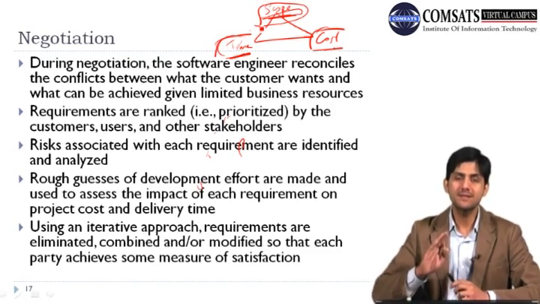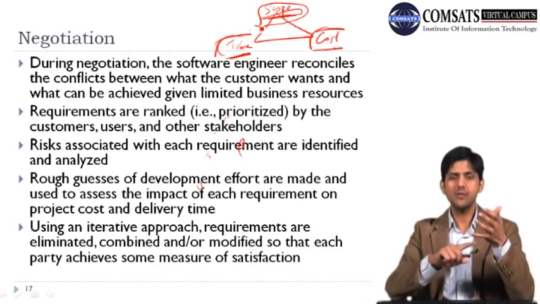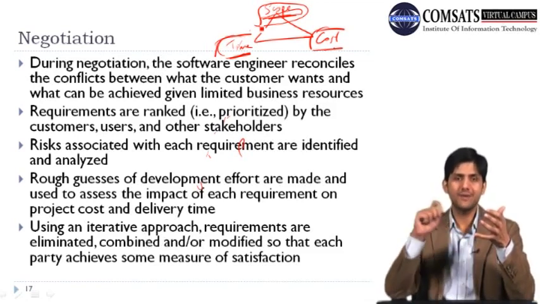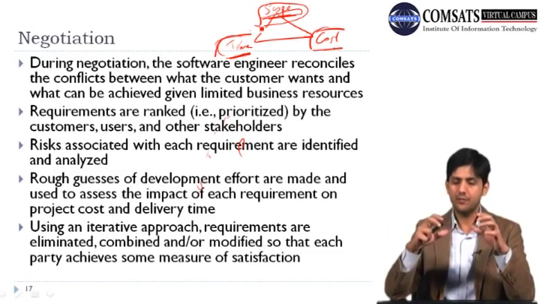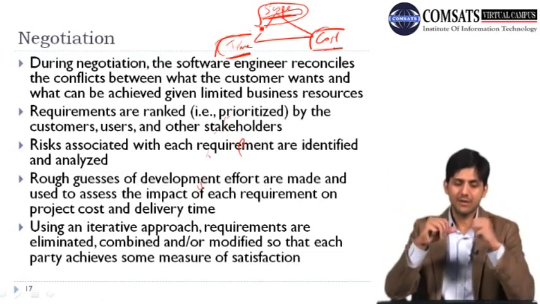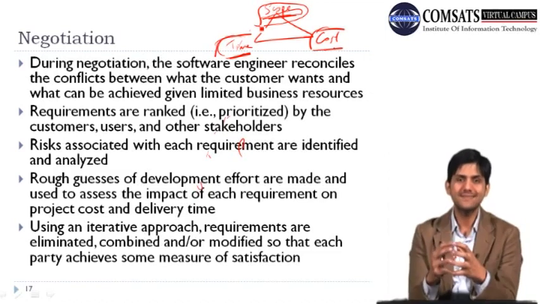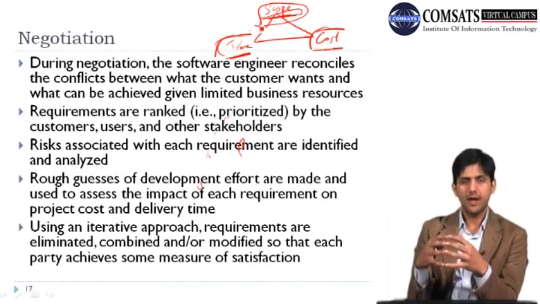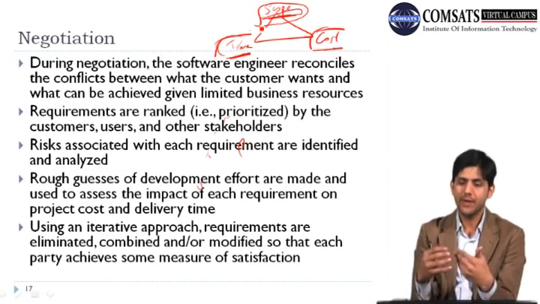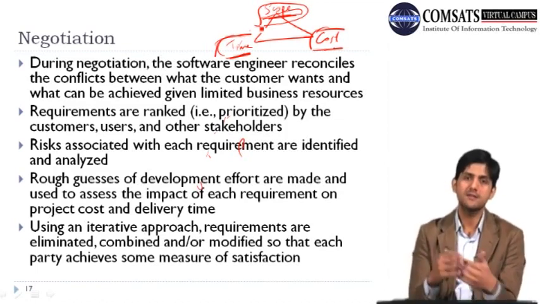The next thing is that the risk associated with each requirement is identified and analyzed. So the next step is risk analysis. So we prioritize requirements, we identify risks in the requirements, and the next thing that we do is that we try to guesstimate. We try to make rough guesses of the development effort, and we try to understand the impact of each requirement on the project cost and delivery time.